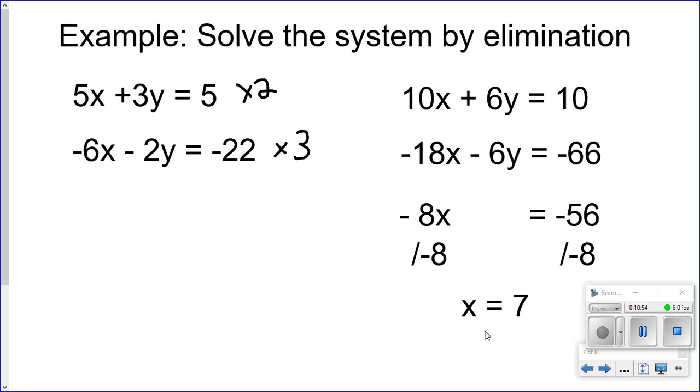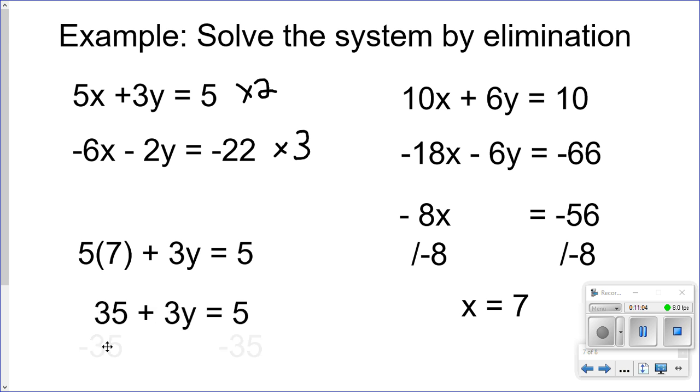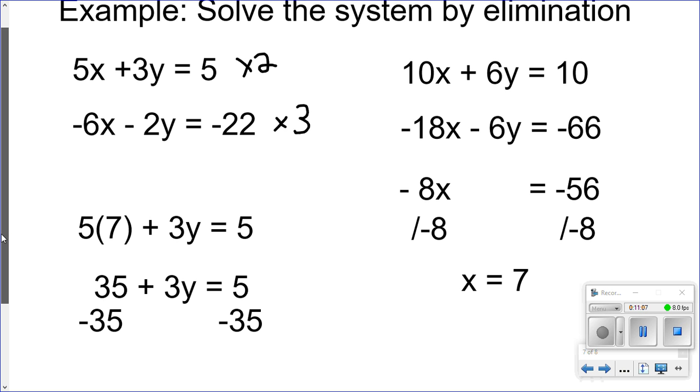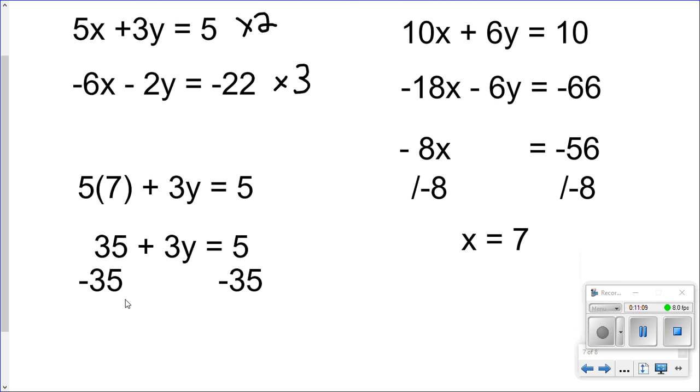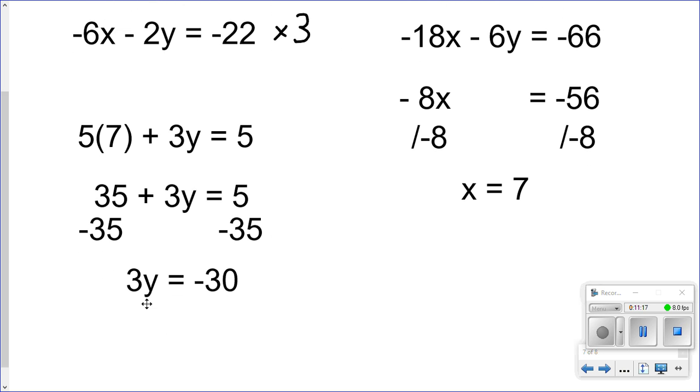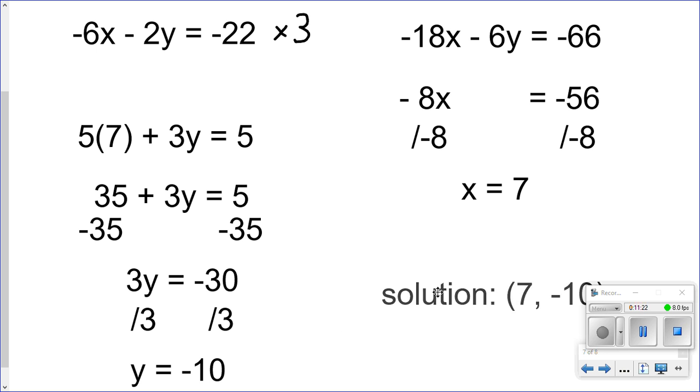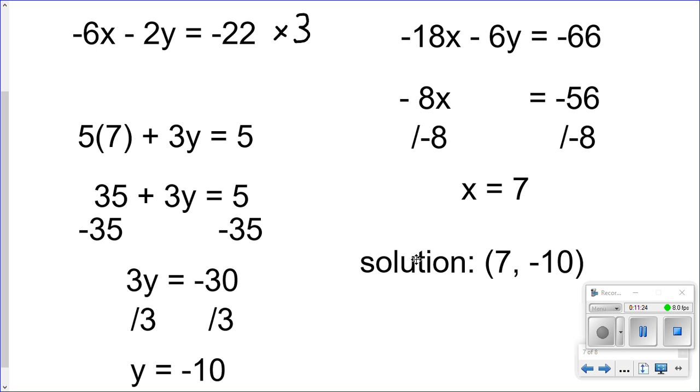Now that I have the x term, I'm going to plug it back into one of these equations. I'll just choose the top, plug it in, and then simplify. So 5 times 7 gives me 35. Subtract 35 from both sides. Let me scroll down a little bit. So that will cancel out. So it becomes 3y equals negative 30. And then divide everything by 3. You get y equals negative 10. So my solution comes out to be 7, negative 10. And I can check it the same way we've been checking all of our solutions.